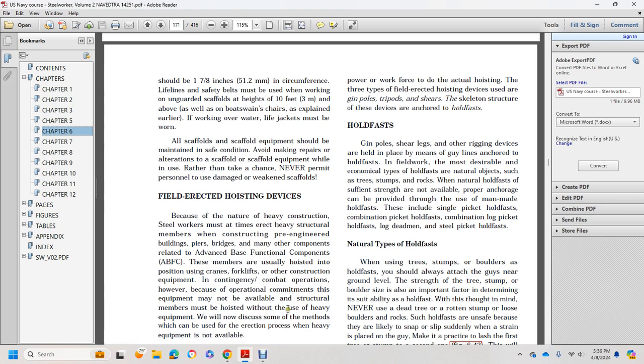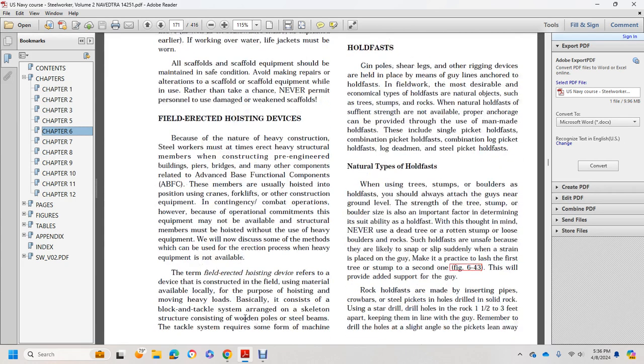The structural members may be hoisted without the use of heavy equipment. That equipment will not be discussed. We'll now discuss some of the methods that can be used for the erection process when the heavy equipment is not available.